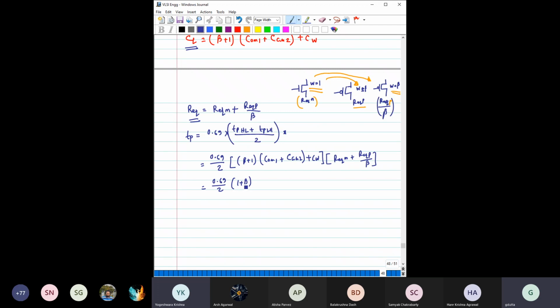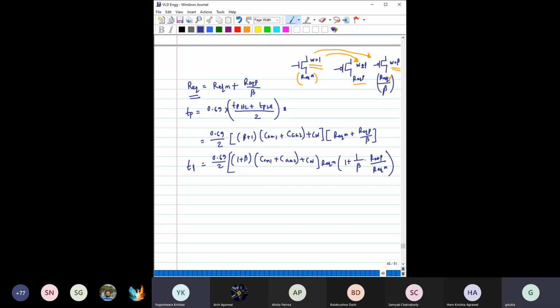Let me write it like this. So it is 1 plus beta. Okay, let us keep it like this only. Okay, then why I'm writing it again? CW. Okay, here let us represent it like this: I would like to write R equivalent N, just taking this common, plus 1 by beta, into here R equivalent P by R equivalent N, right? Okay, just wanted to write it like this. Fine. Okay.